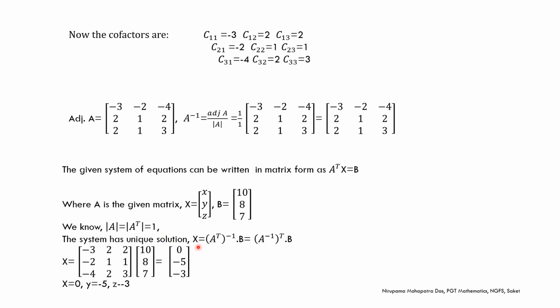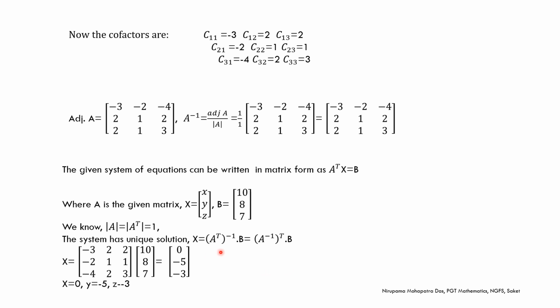Now determinant of A transpose not equal to 0 means the system has a unique solution, and the solution should be what? X equal to inverse of A transpose into B. See, if we had AX equal to B and determinant of A not equal to 0, what would we write? X equal to A inverse B. But here we have A transpose into X equal to B, and determinant of A transpose is also not 0. So X equals inverse of A transpose into B.